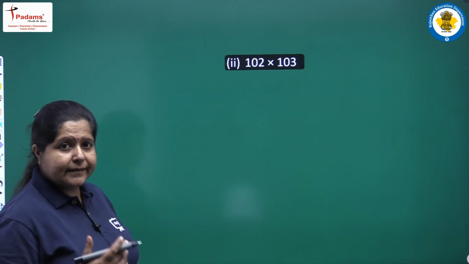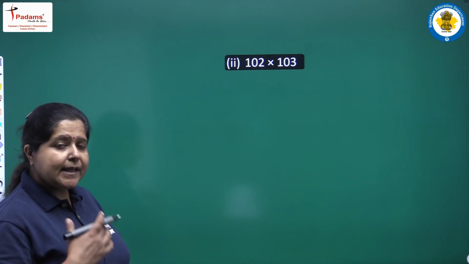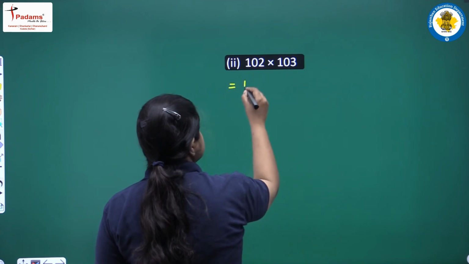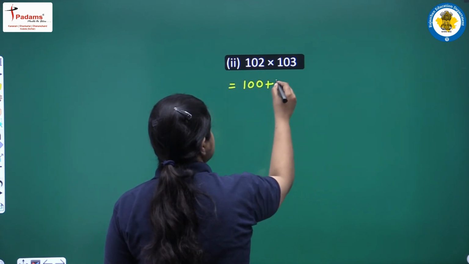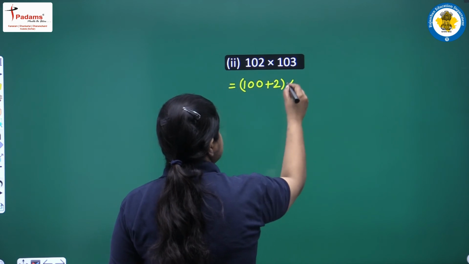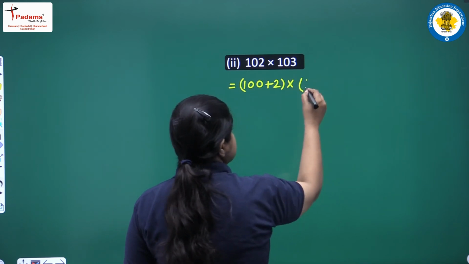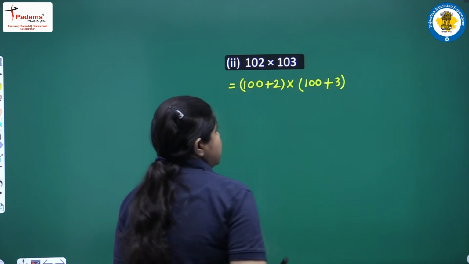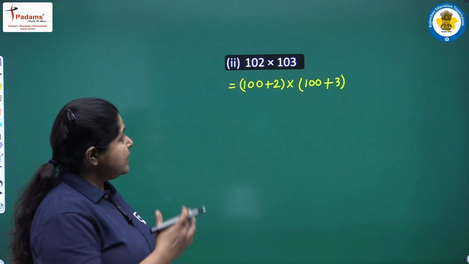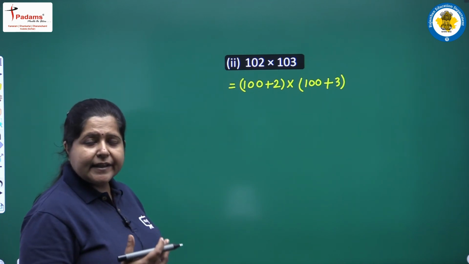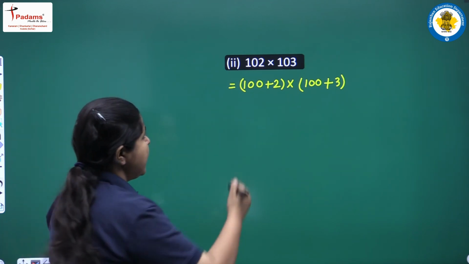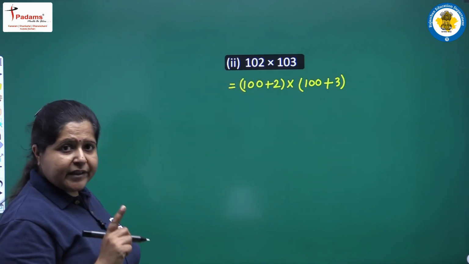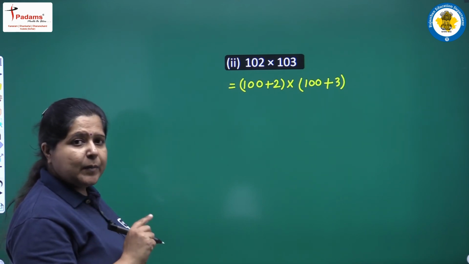102 into 103. Now, again by expanding the numbers and using the brackets, we will solve it. We can break this 102 as 100 plus 2 into, break this 100 plus 3. We have expanded the number 103 and written it as 100 plus 3, and this is the expanded form of 102. Now, we have written the expanded form of the two numbers. We will multiply them. How?